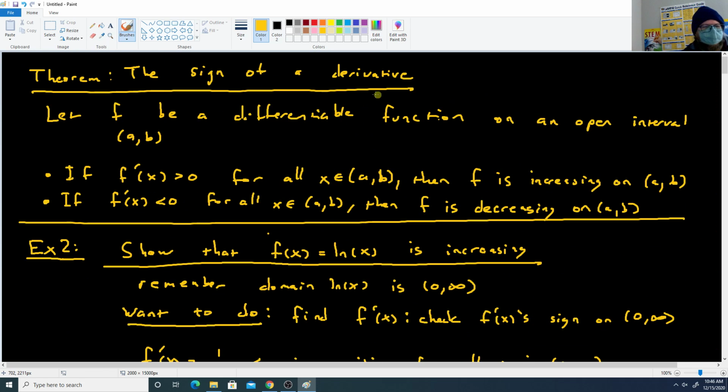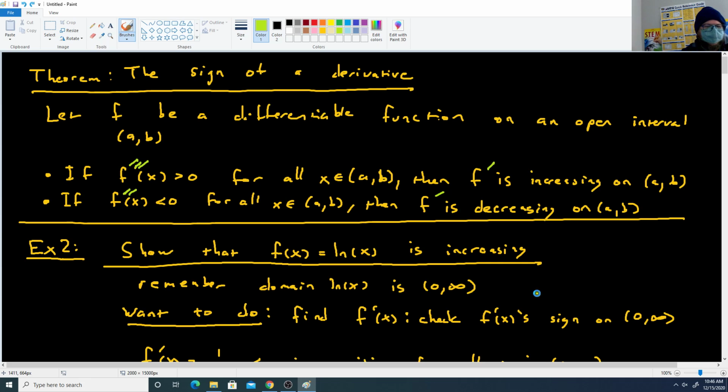I should note, this information applies to the second derivative too. If the second derivative is positive, then you could say the first derivative is increasing, and if the second derivative is negative, then the first derivative is decreasing. And you could keep upping the number of derivatives. If the third derivative is positive, then the second derivative is increasing. If the third derivative is negative, then the second derivative is decreasing. And that keeps going on and on.